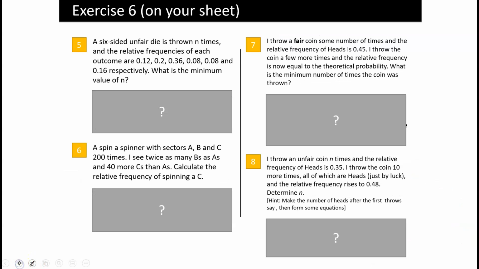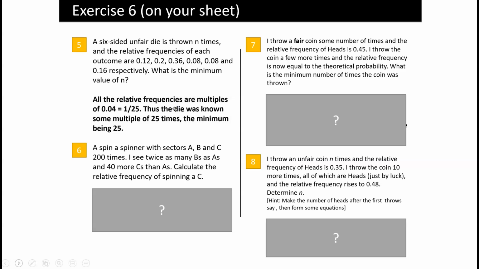Okay, next set of answers. We've got a 6-sided unfair die thrown n times with the relative frequencies given. What's the minimum value of n? Well, they're all multiples of 0.04 or 1 over 25. It's quite a tricky question, that one. So there must have been a minimum of 25 throws.